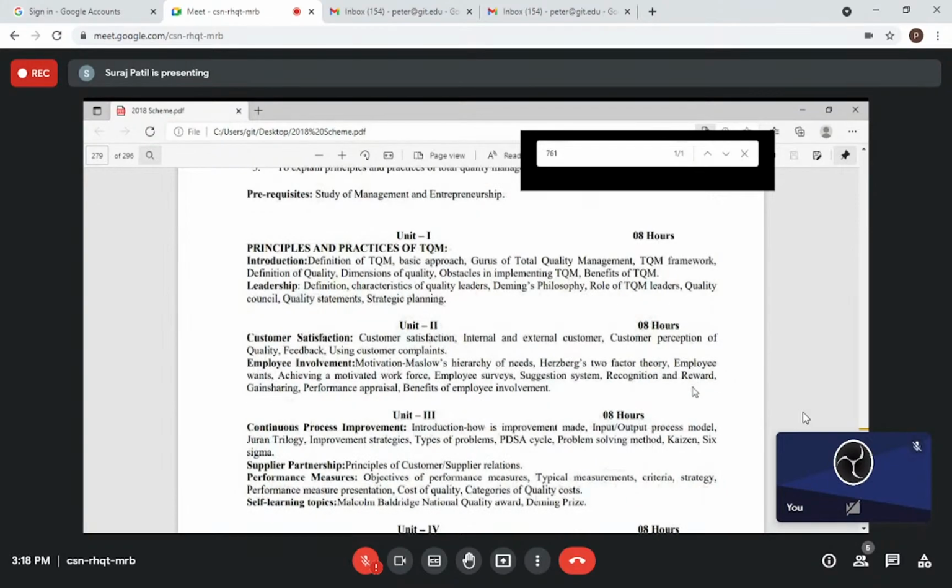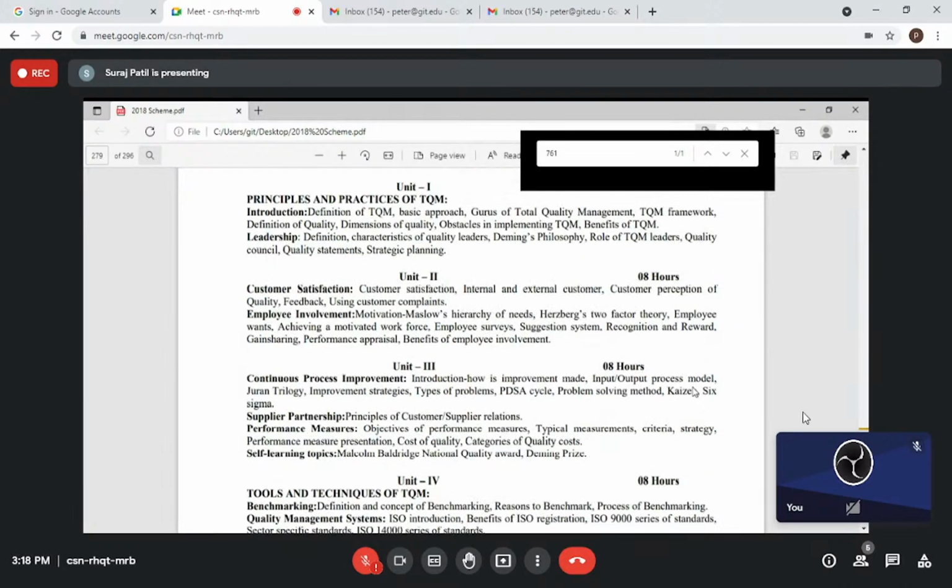Then you have quality statements. In any company you go to, there are certain quality statements. They say we are 100% perfect. Of course, there is no 100% quality; it is always 99.99. Then in unit 2, you have customer satisfaction.